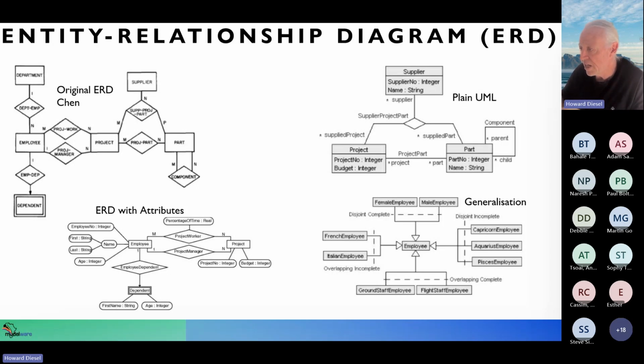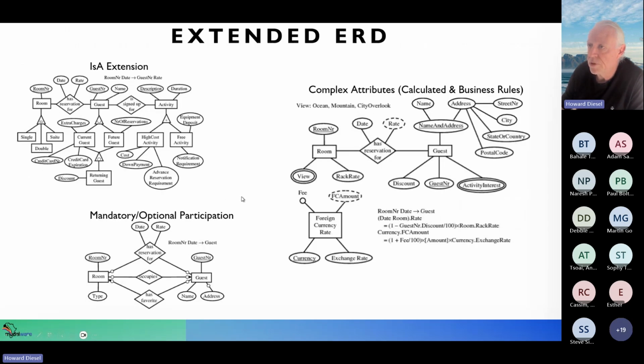Okay, and then we have overlapping complete, which means they are distinct. So typically you won't have ground staff that is flight staff. Okay, so there's lots of things to take into consideration here when you're doing the modeling and you're modeling the subtypes of an employee. Okay, so some important elements.